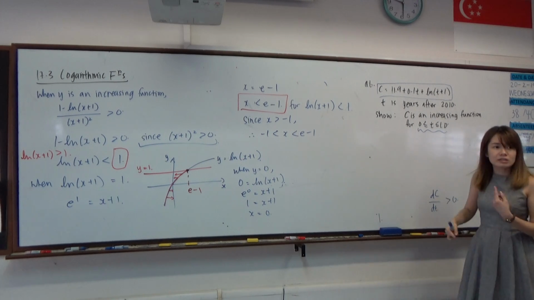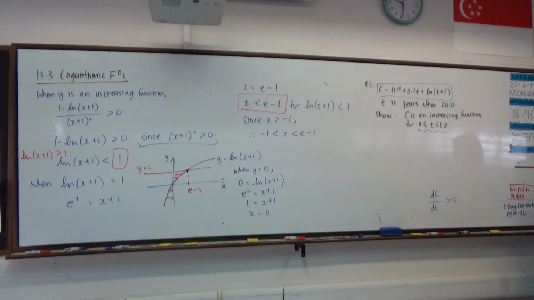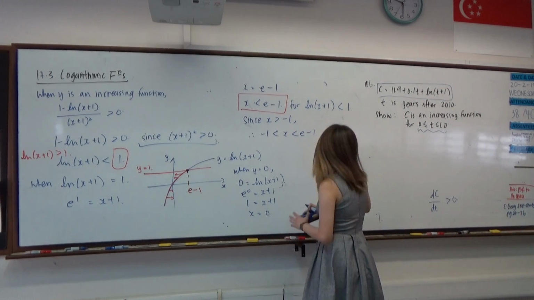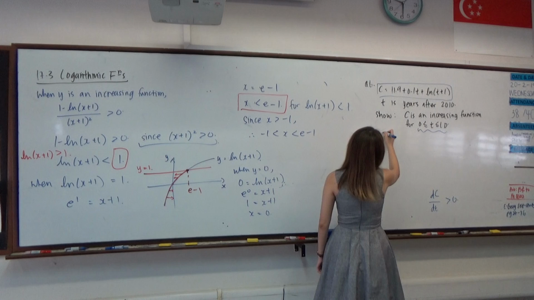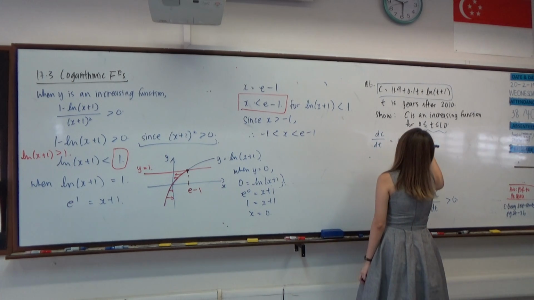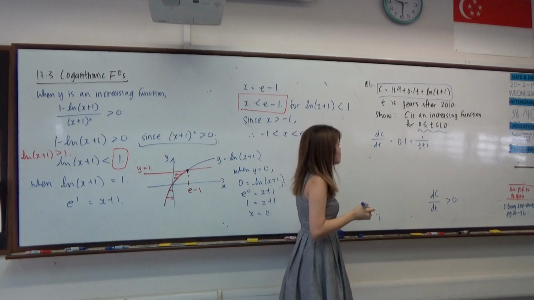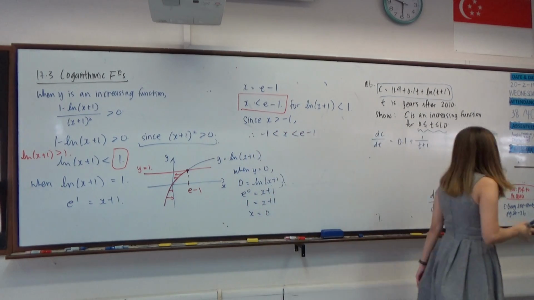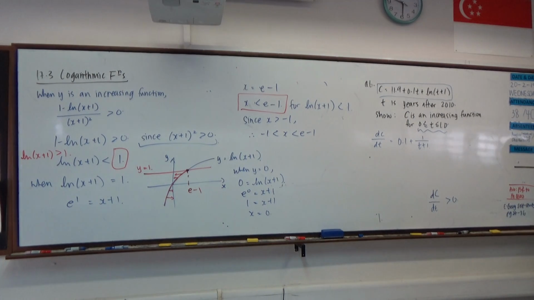Why am I emphasizing this? Because many of you in your homework have it the other way around. So in this case, we differentiate this first. We will get 0.1 plus 1 over t plus 1. Then what next?